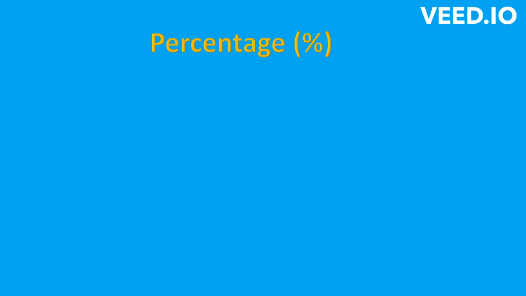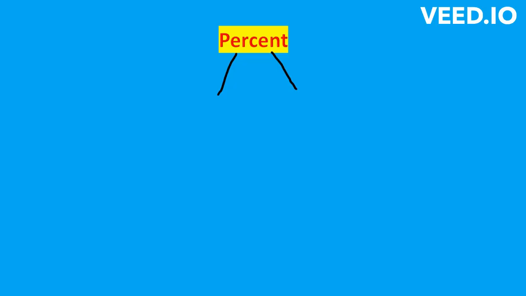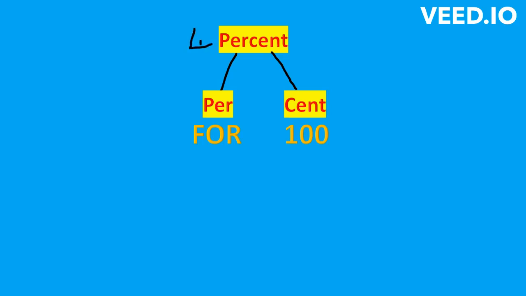Percentage problems are always challenging for many of us. Today, I will try to explain certain tips and tricks to solve the percentage questions in an easy way. Percent means per cent, which means for 100. Suppose I say 4%, this means 4 for 100.